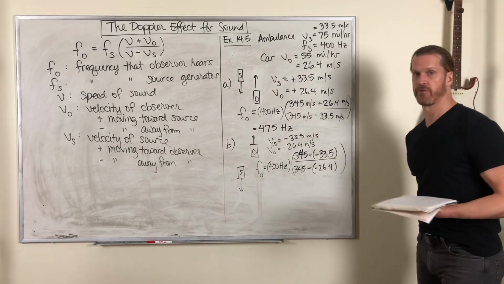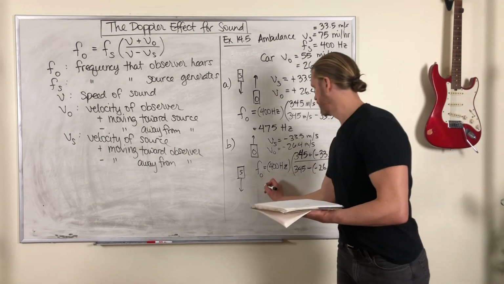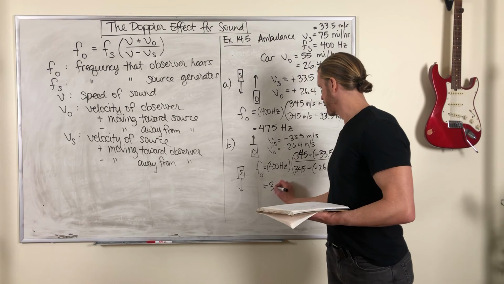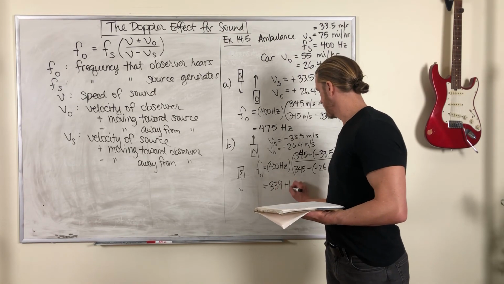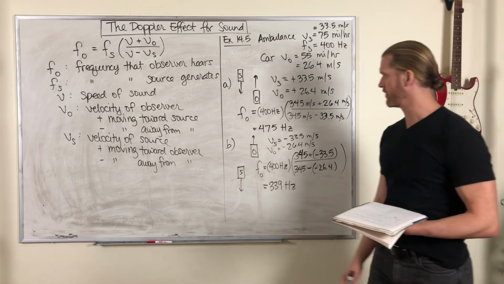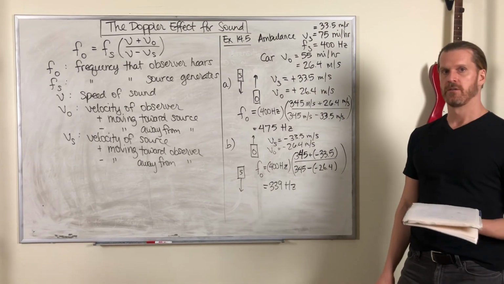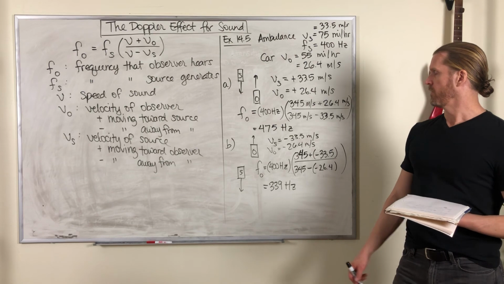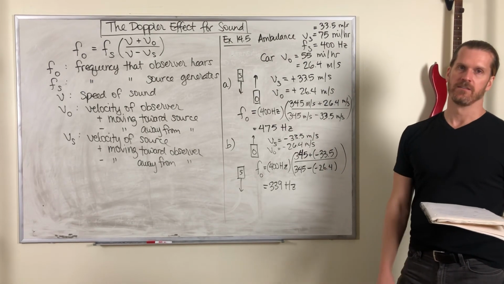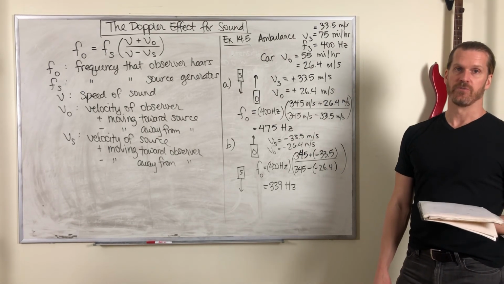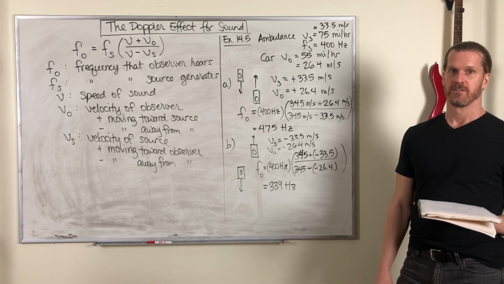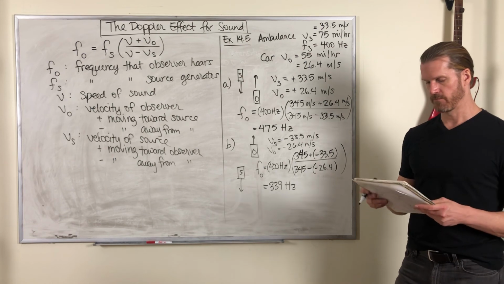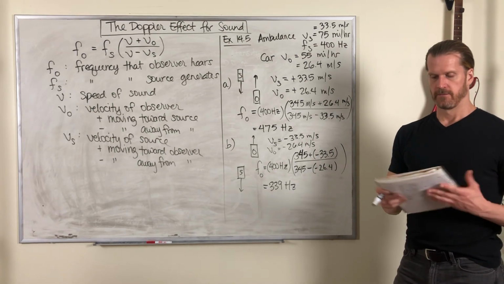So keep track of all those negative signs, and if you do, you'll get 339 hertz, which is a significantly lower frequency, a lower pitch. So the siren goes from sounding somewhat high pitched to somewhat low pitched as the observer passes by. That's it.